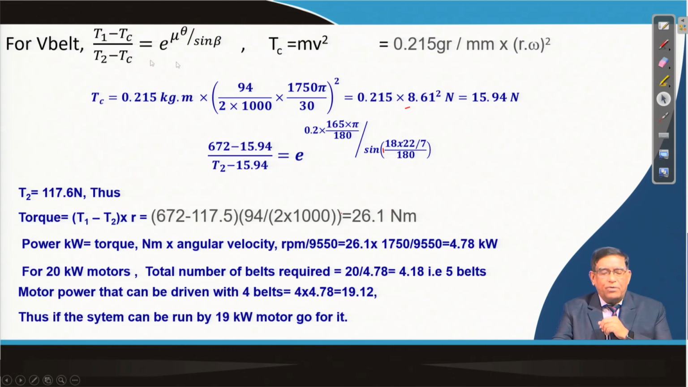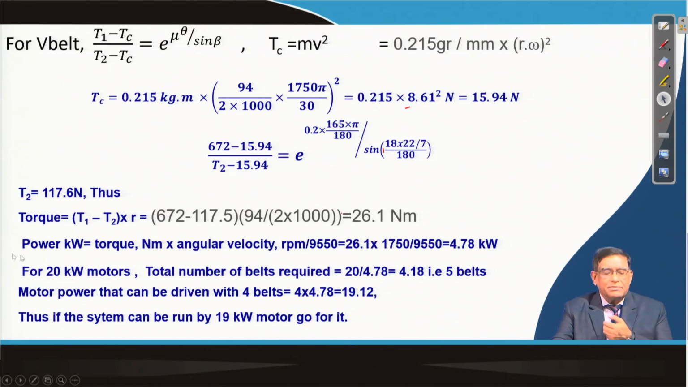So, from here you can calculate Tc, that is, the centrifugal action is determined. Once you determine the centrifugal action, by putting this term in these equations, you can find out T2, that means the tension in your belt. Now, once you know T1 and T2, you can find out the torque. Torque is nothing but the effective tension into the radius, and the radius is also given. So, ultimately you know the torque.